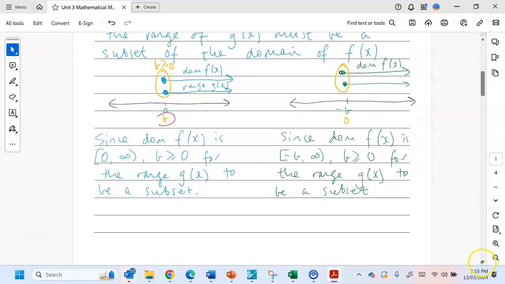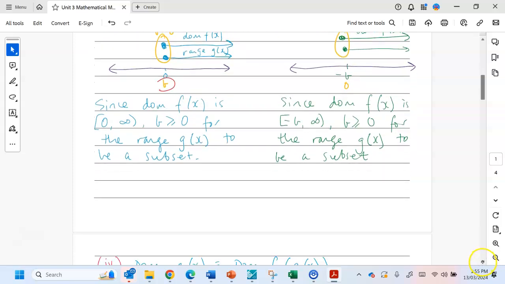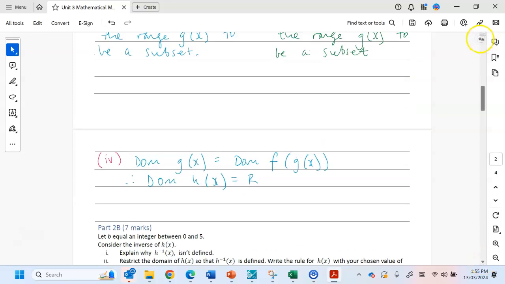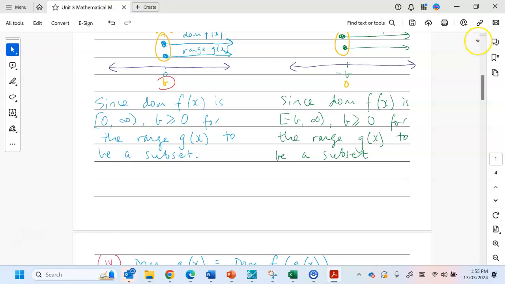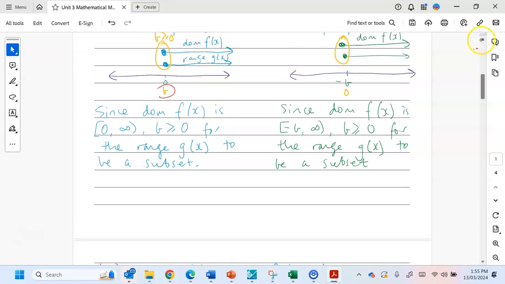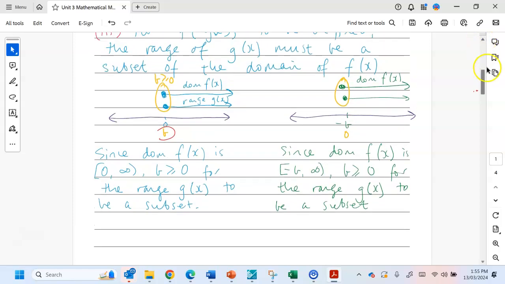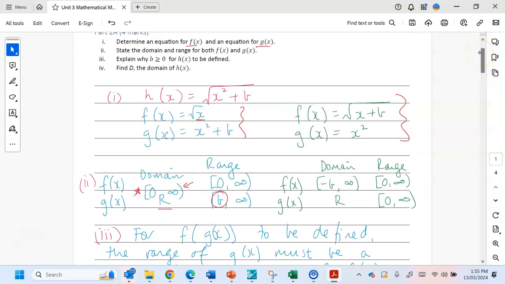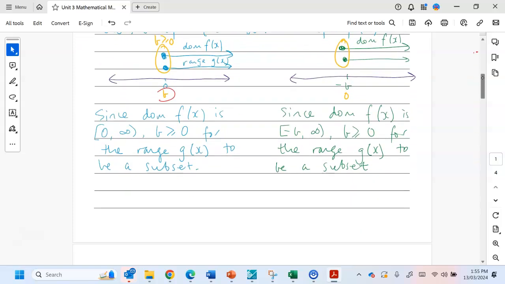All right, and then there's just a little statement underneath. Oops, what was part 4? Can't remember the question. Let's just go back up. All right, find D, the domain of h of x.